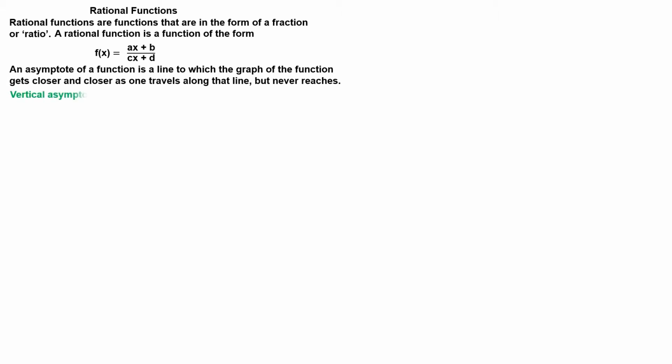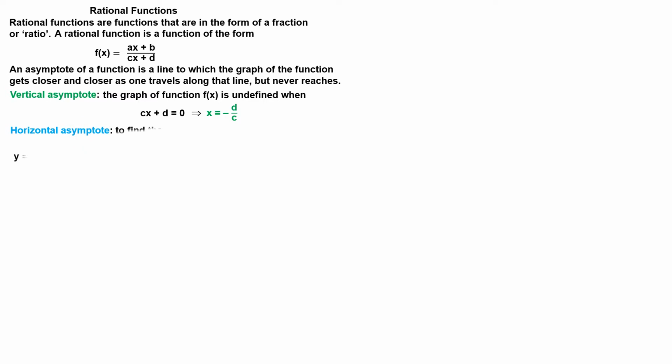Vertical asymptote. The graph of a function f is undefined when which is when x equals minus d over c. This line is the vertical asymptote. Horizontal asymptote.